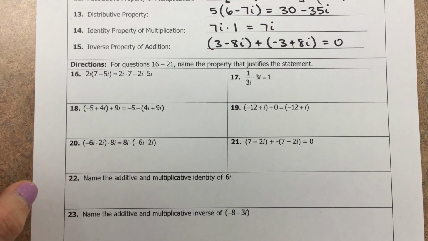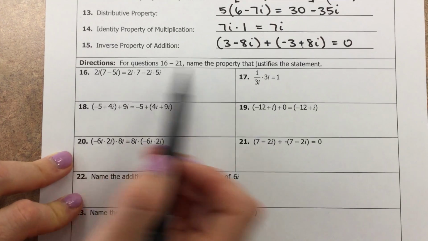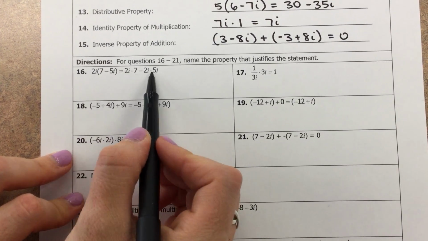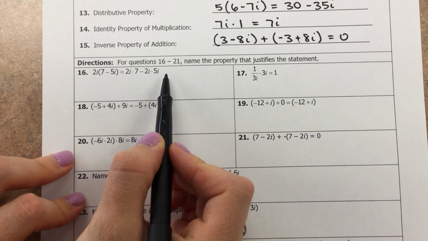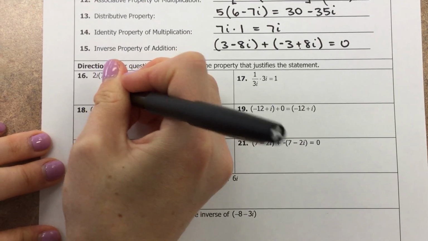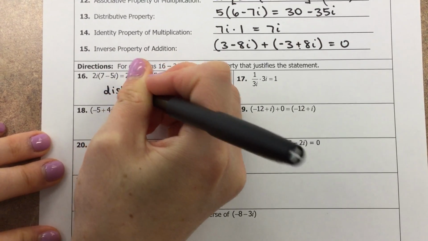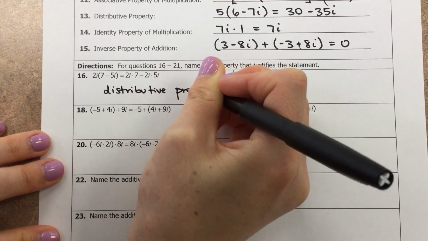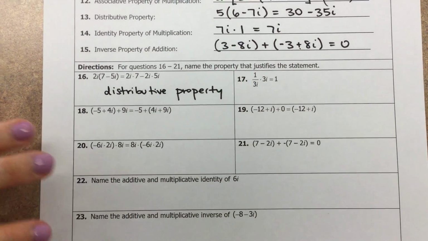So we are going to do the evens down the rest of this page. So this one, name the property. You've got a 2i on the outside right here, and then on this side it looks like the 2i has been multiplied by both of those pieces. And so that means that is the distributive property, where you take that 2i and multiply it by both of them. So that one should be fairly easy to recognize.